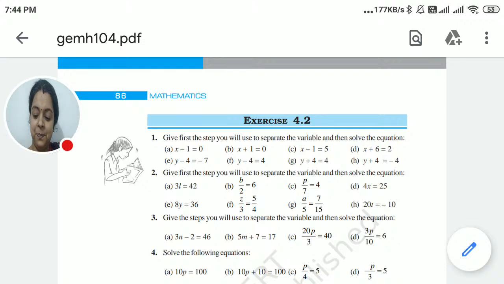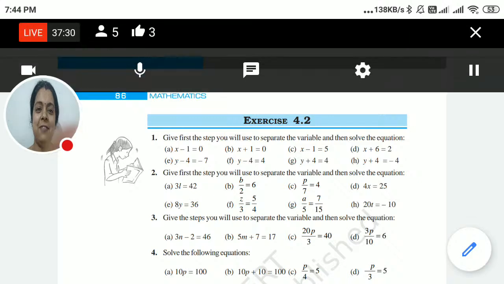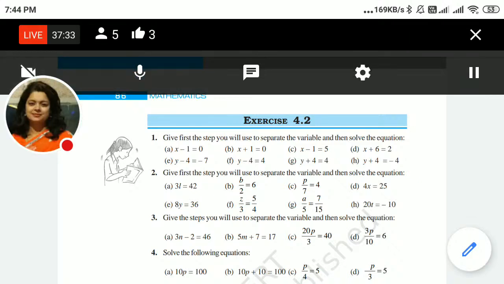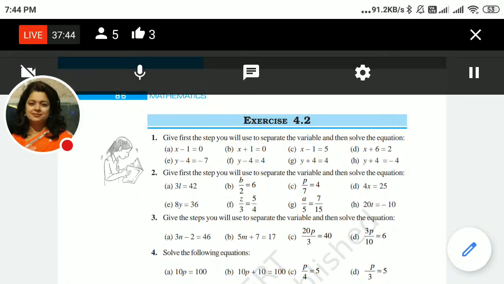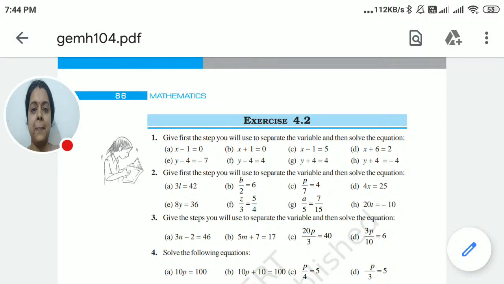Let's see how you separate the variables. I want to check that first, right? Send me the first step, how to separate the variable. And the second step will be solve the question. So I'm just waiting for your answer. Let me know. Yes, let me know. I'm waiting. Do it fast.